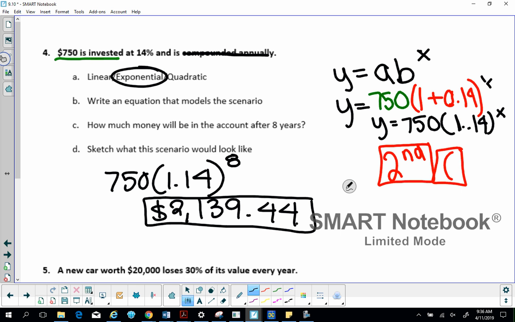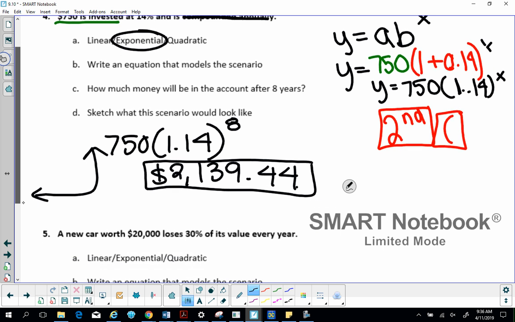So what does an exponential function look like? Is it a parabola, is it a line, or a curve? Curve, right? And since it's growing, it would look something like that, where it's like a little curve like that. Cool. So now the next one, you would do the same thing, but now it's losing value.